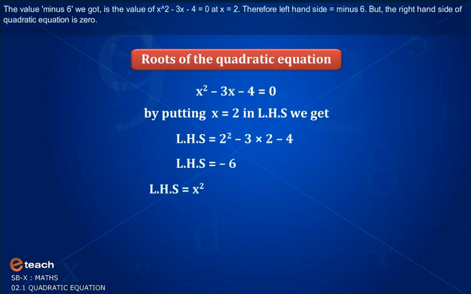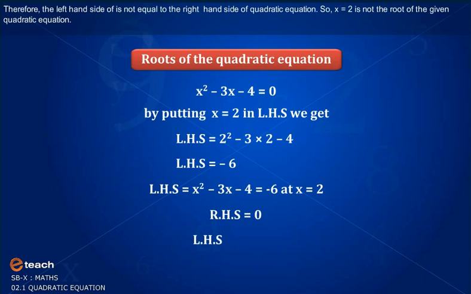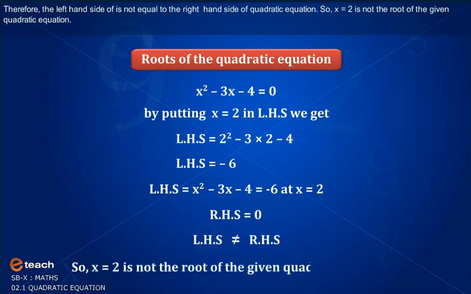The value minus 6 we got is the value of x squared minus 3x minus 4 at x is equal to 2. Therefore, left-hand side is equal to minus 6. But the right-hand side of the quadratic equation is 0. Therefore, the left-hand side is not equal to the right-hand side of the quadratic equation. So, x is equal to 2 is not a root of the given quadratic equation.